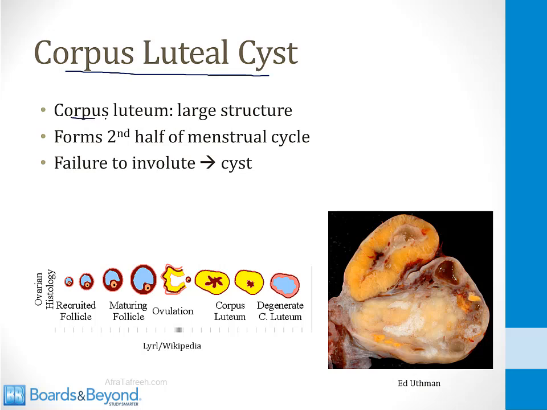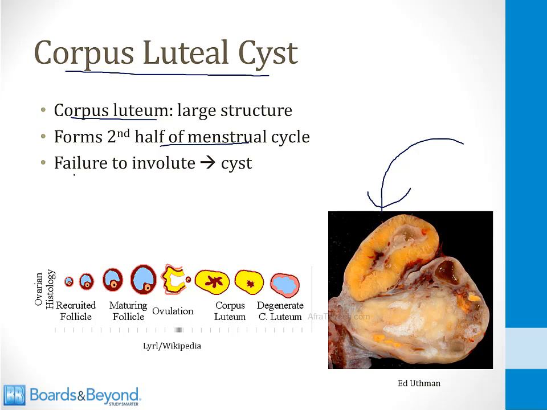Our next type of functional ovarian cyst is called a corpus luteal cyst. So the corpus luteum is a large structure that forms in the ovary in the second half of the menstrual cycle. Its job is to produce progesterone. Basically, it's a temporary endocrine gland that forms each menstrual cycle to produce progesterone. This is a picture of one on the screen here. It's this yellow thing at the top.